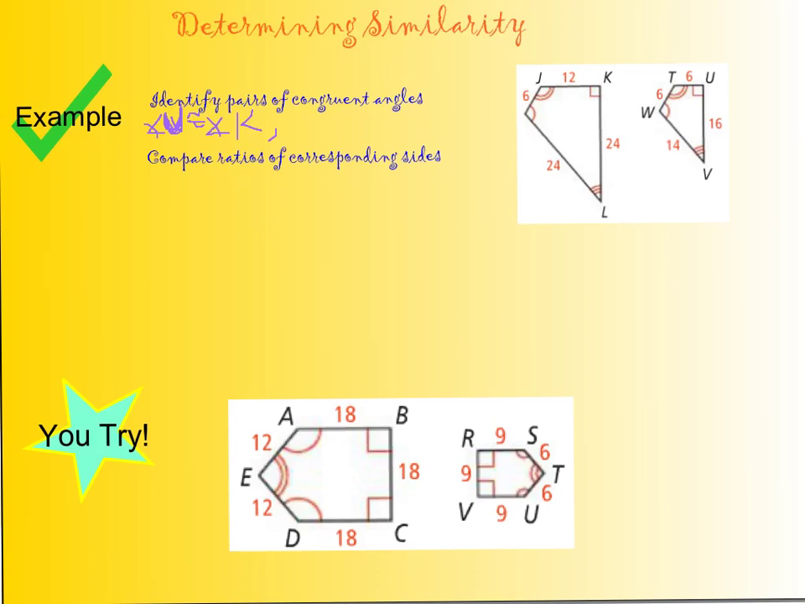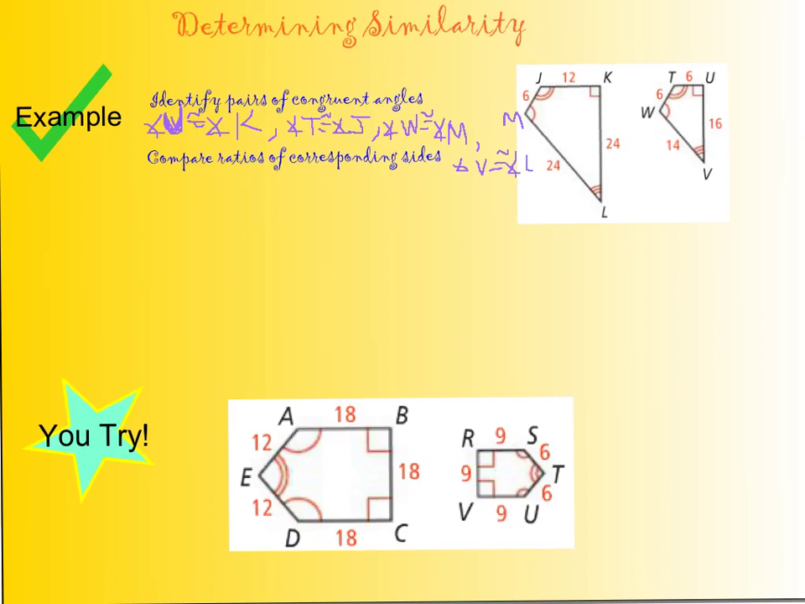I've got angle T congruent to angle J. I've got angle W congruent to angle, oh, there's no letter there, JKL. Let's call that M. And then I've got one more pair, and that's going to be angle V congruent to angle L. So there's my 4 congruent angle pairs.